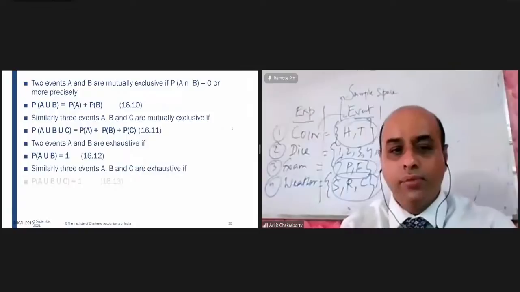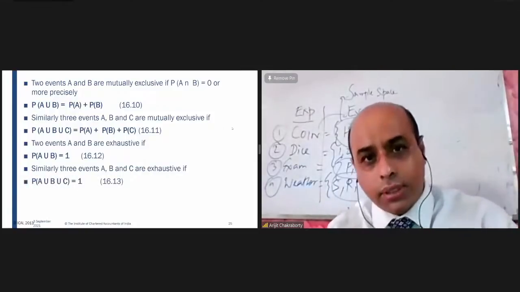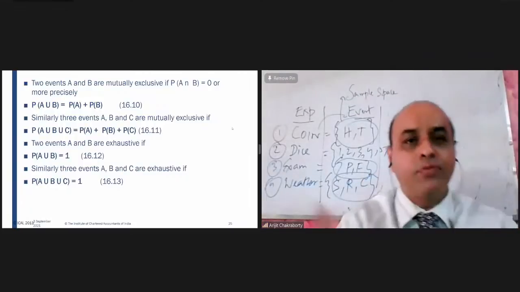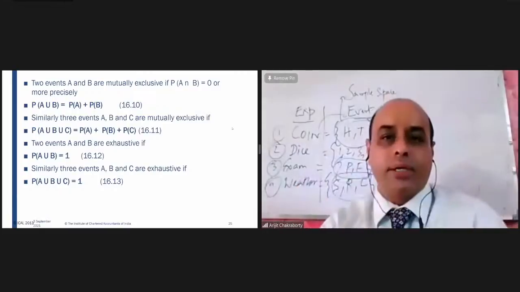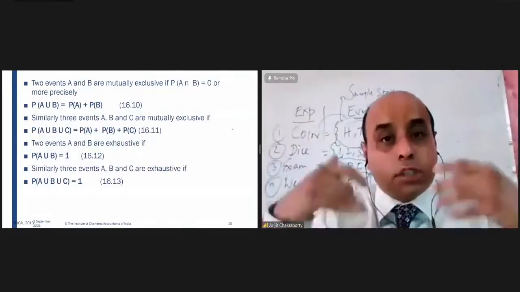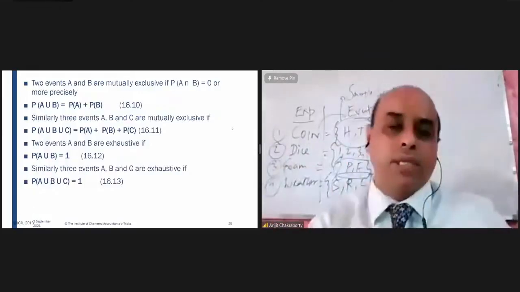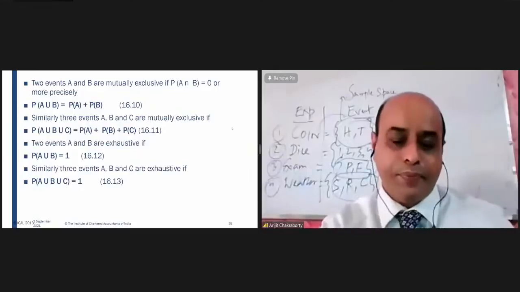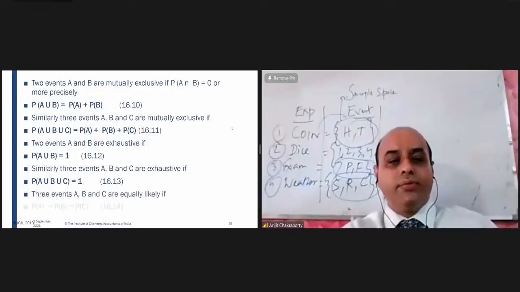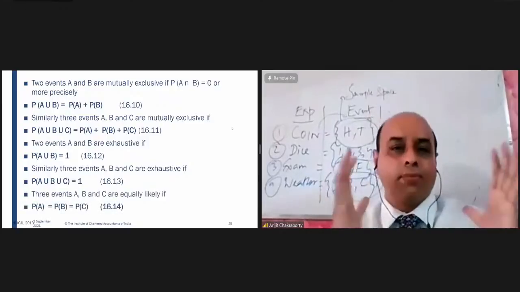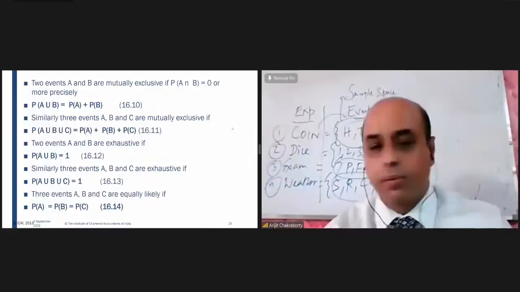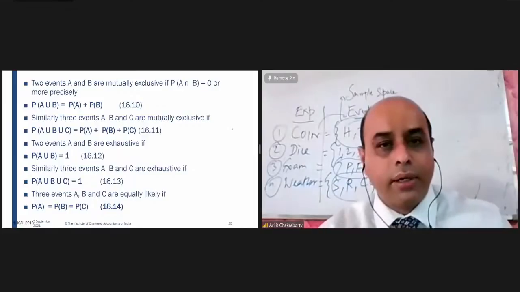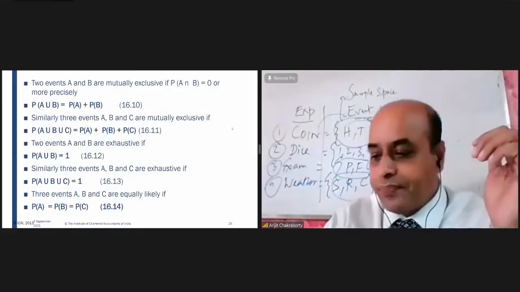Similarly, three events are exhaustive when P(A union B union C) equals 1. Exhaustive means what? Any outcome other than these three will not happen. One of them has to happen, and together they form the complete set of possible outcomes. Other than these three, there is no chance of another event happening. And three events are equally likely when P(A) equals P(B) equals P(C). This is very simple for our calculation and understanding.